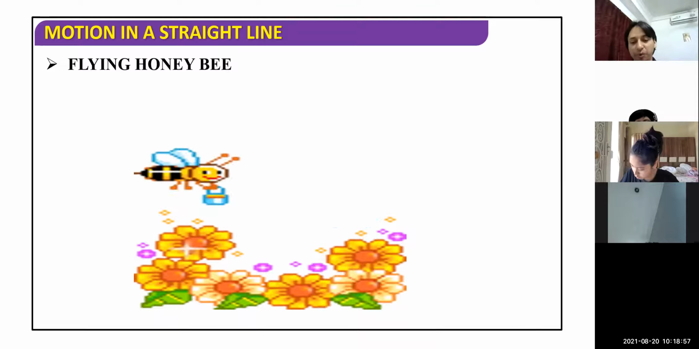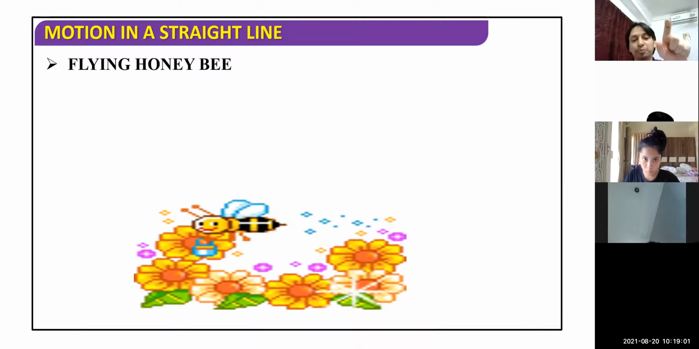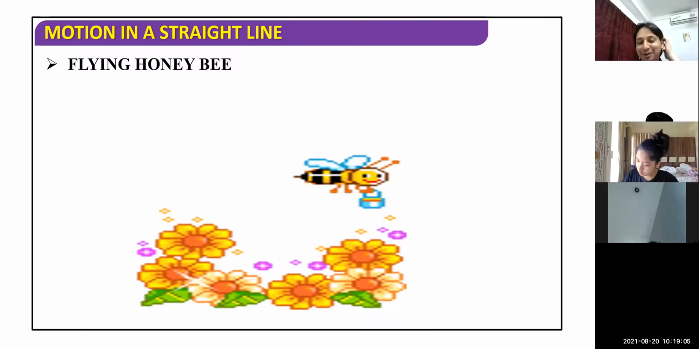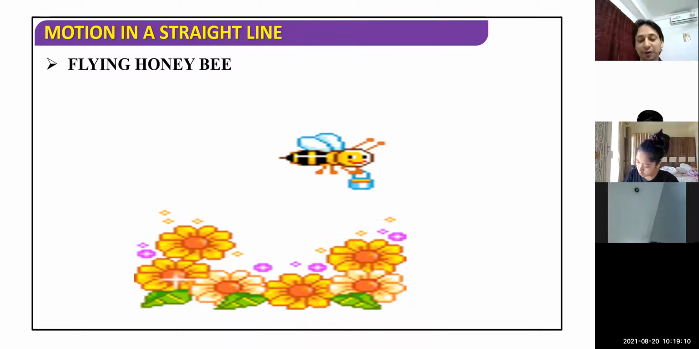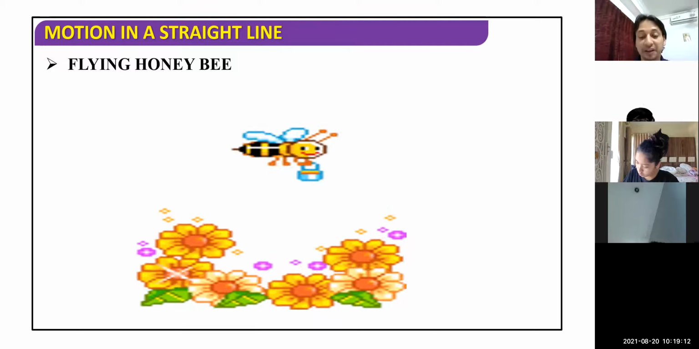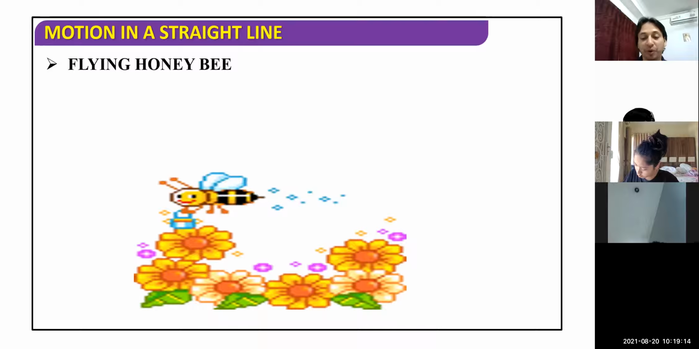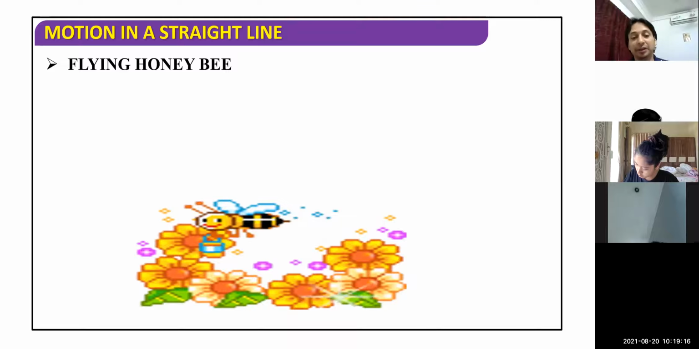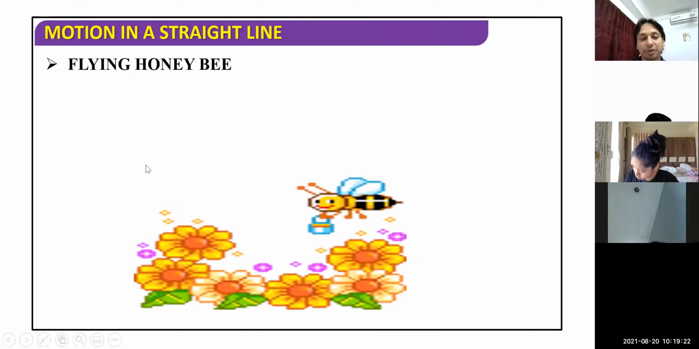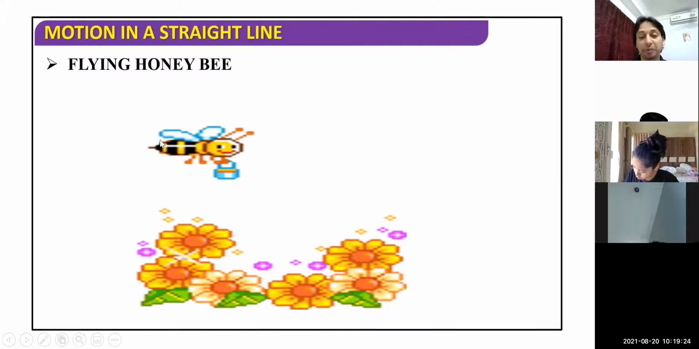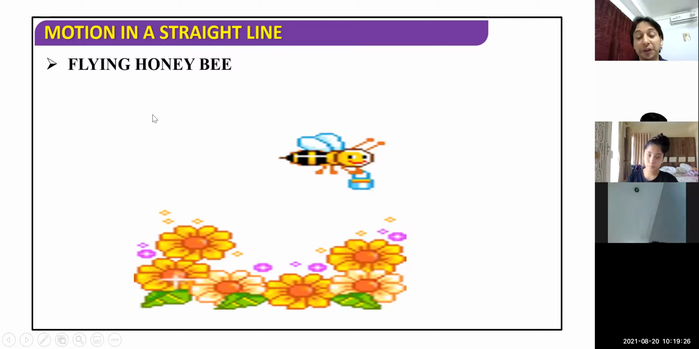At any moment, if you have to specify the position of this bee, then in mathematics, children, I don't know how much you have studied mathematics in grade 9, in Cartesian coordinate systems, x axis, y axis, z axis, in space, how to represent points. So here the position of this bee is in space. So this is an example of motion. Bird is in motion, honeybee is in motion. What type of motion? 3D motion.